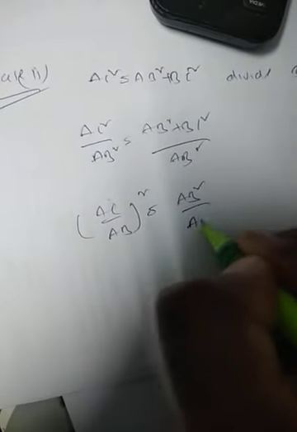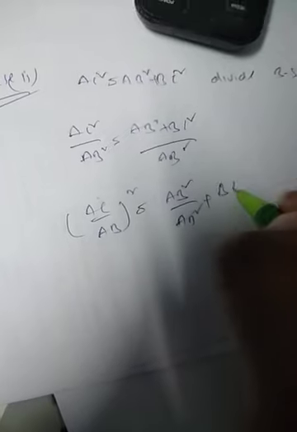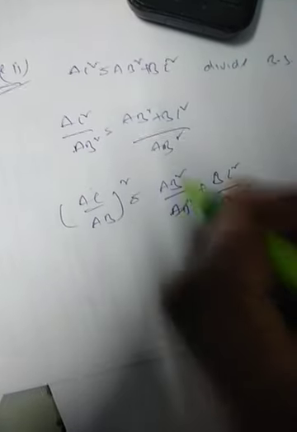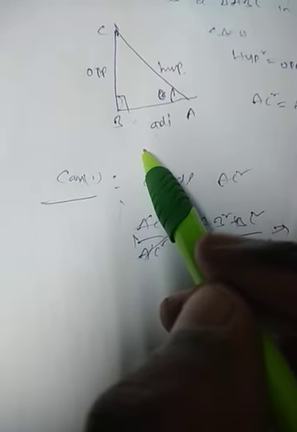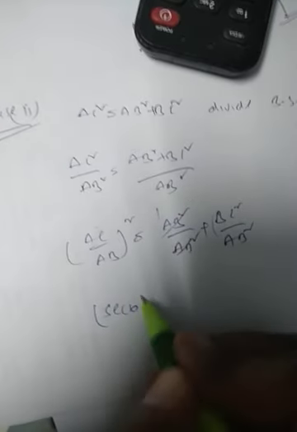This I can write as (AC by AB) whole square is equal to AB square by AB square plus BC square by AB square. AB square will be cancelled. So that means this will also be (BC by AB) whole square. AC by AB is what here? See, this is AC, this is AB. Hypotenuse by adjacent is the reciprocal of what? Sec. So this will become sec theta whole square is equal to (BC by AB) whole square.